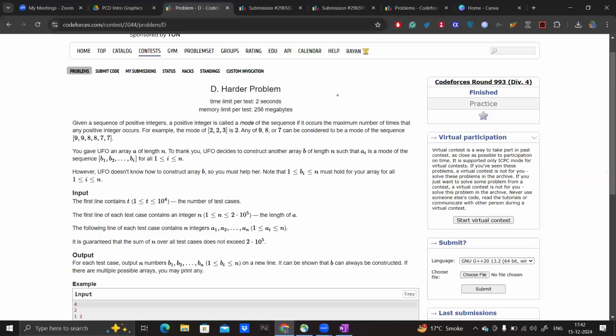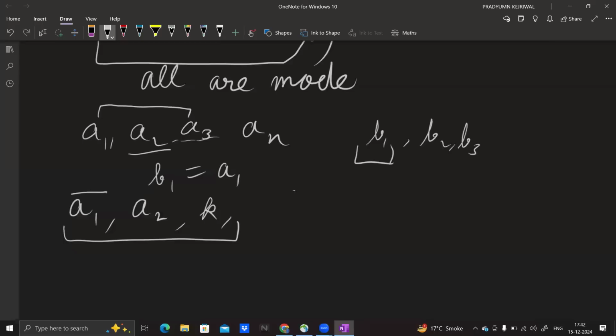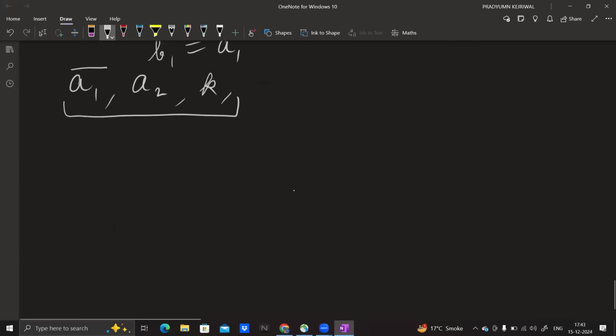We can do that because the constraint here says that bi must be from 1 to n. We have to print n elements and all of them must be between 1 and n. So it is possible that I print an array with all distinct elements, because I have n values to print and the range is from 1 to n. So I can print that actually.